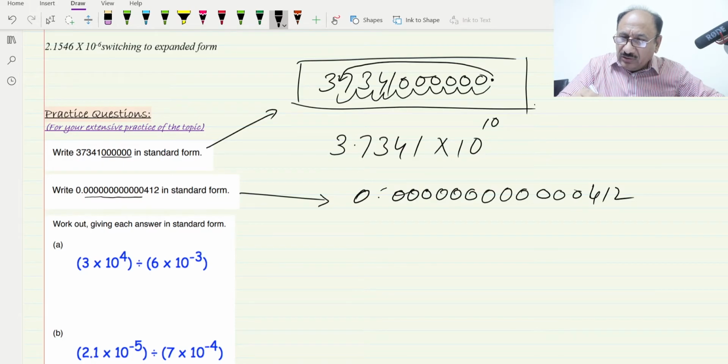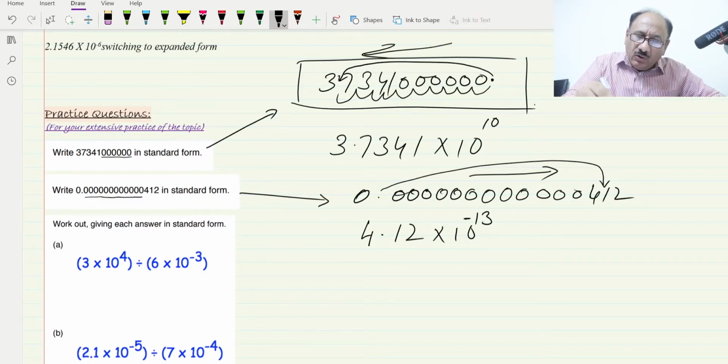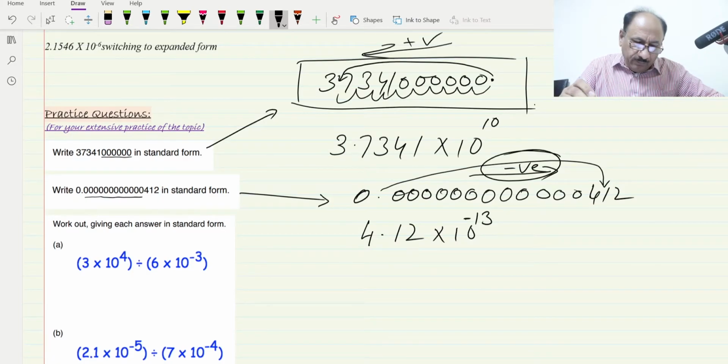Now we can shift the decimal to after 4 and in between 4 and 1. So 12 zeros will be jumped, and 4 will also be jumped. So 13 digits will be jumped. So it is 4.12 into 10 raised to the power minus 13, because we are jumping to the right side. So the left side jump is always positive and the right side jump will be taken as negative. This you will have to keep in mind.